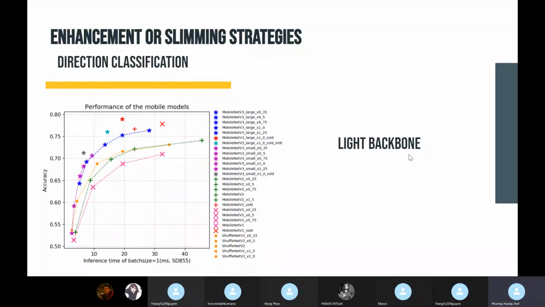The first is light backbone, where as I talked about in text detection, MobileNet V3 is the best. But in the direction classification, the task is relatively simple, so we only use MobileNet V3 small x 0.35 to balance accuracy and efficiency empirically.